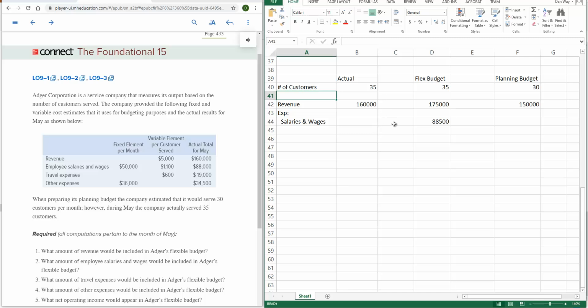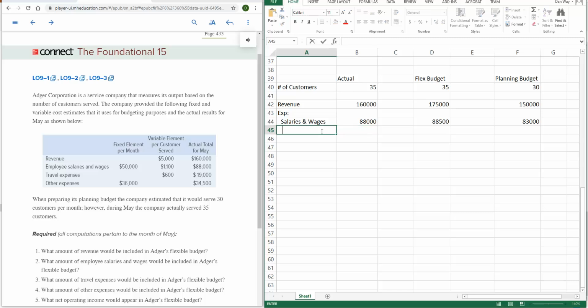So back to our salaries and wages. The actual total again was given, $88,000. We'll fill in the planning budget amount over here. Fixed $50,000 plus the variable component of $1,100 multiplied by, again, the expected number of customers of 30. And there we are, $83,000.